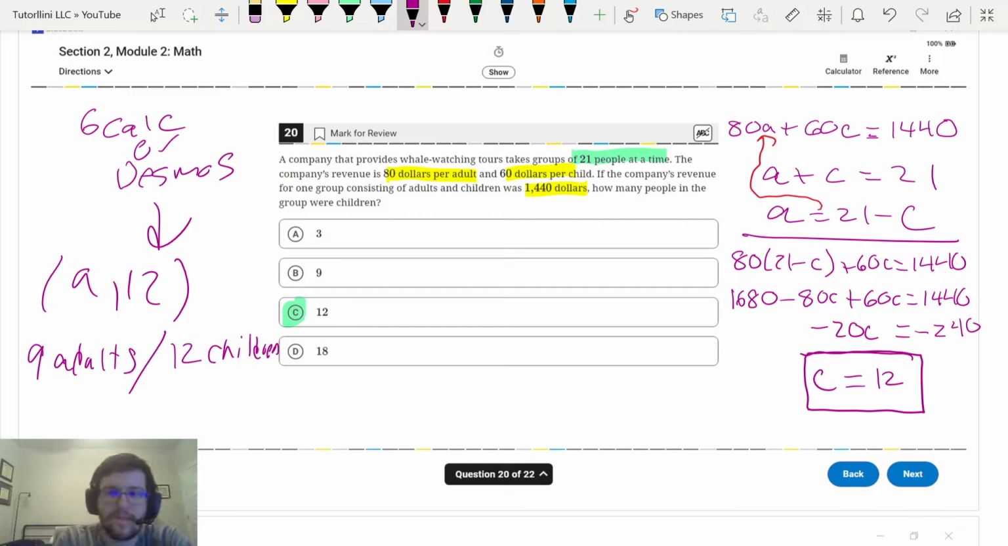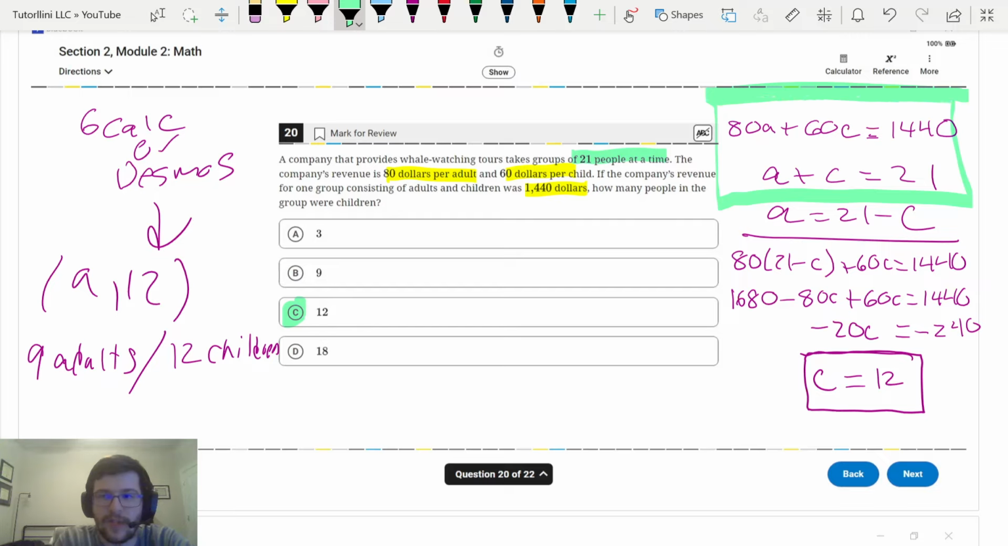Again, once you get to this point, you should be going straight to Desmos or straight to the graphing calculator, because you could type this straight into a graphing calculator. You could type this straight into Desmos. Don't waste your time.